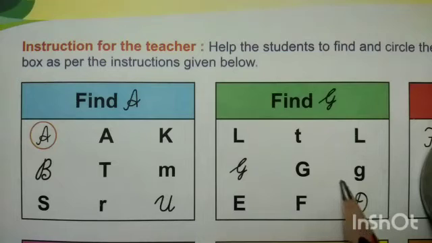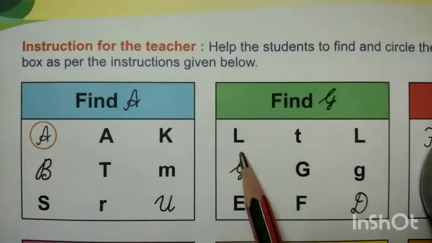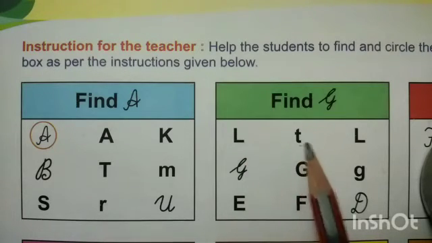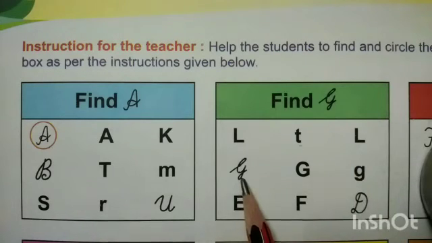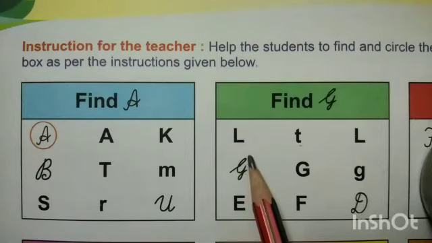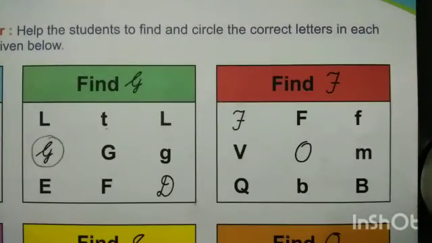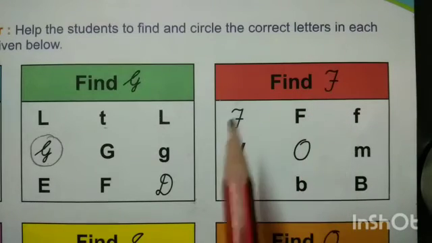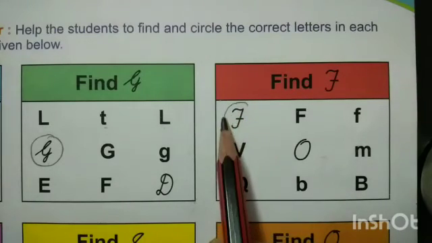Now next is find cursive G. So let's find out, is this cursive G? No. Is this cursive G? No. Is this cursive G? No. Is this cursive G? Yes. So we will circle. Next is find cursive F. Is this cursive F? Yes. So we will circle.